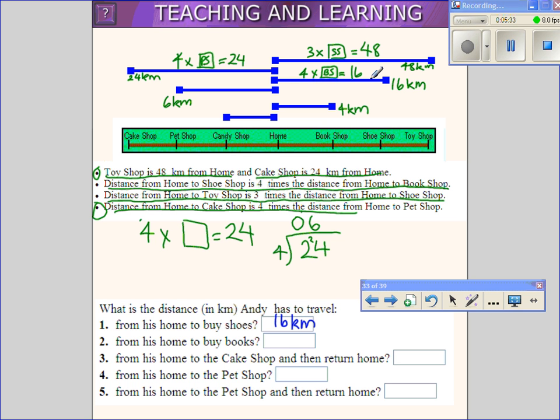What is the distance from his home to buy books to the bookshop? That's this route here, and the answer is 4 kilometres. From his home to the cake shop and then return home. Now, from home to the cake shop is 24 kilometres, but if we're going to return home, we need to do that twice, and the answer to that is 48 kilometres.